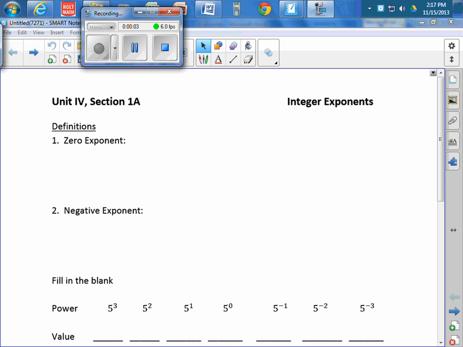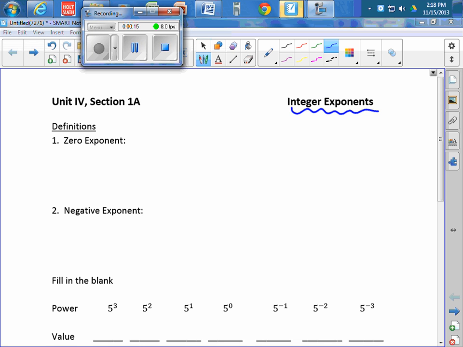Well, as we delve further into polynomials in this unit, we're going to have to know what to do with integer exponents. How do we take care of exponents? Because there are certain laws and stipulations that we have to abide by, and we're going to be getting into that quite a bit when we go to working with polynomials.